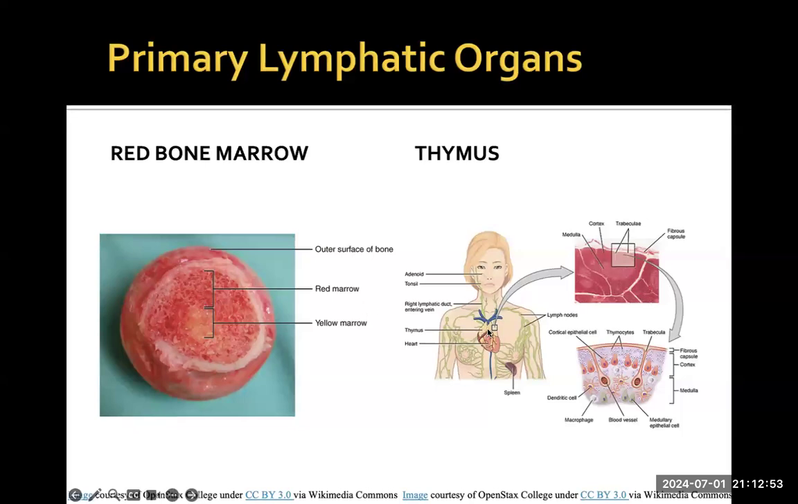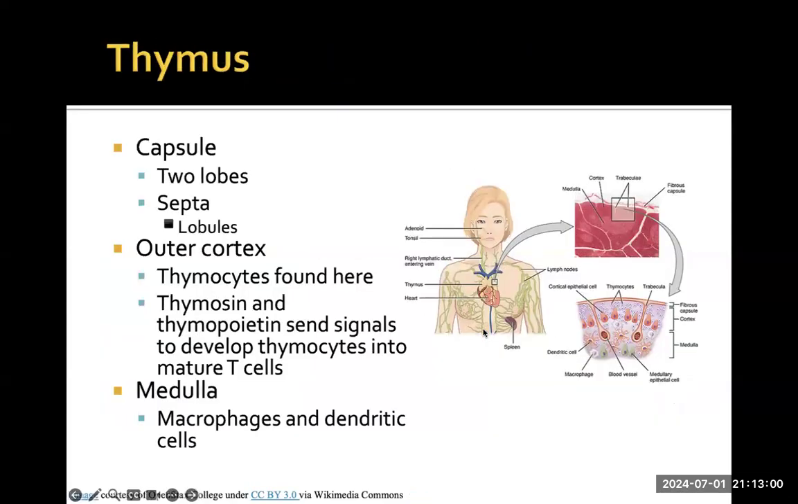And then also you have the thymus, and again, that lays anterior to the heart. It's that gland right there. The thymus is really unique. It anatomically has a capsule with two lobes, and then septa, which is basically the lobules, right? The left and right side. The outer portion has a cortex where you find thymocytes, which are the cells of the thymus.